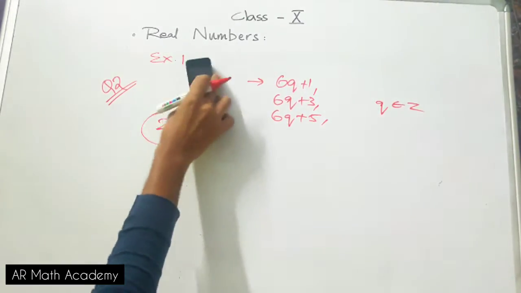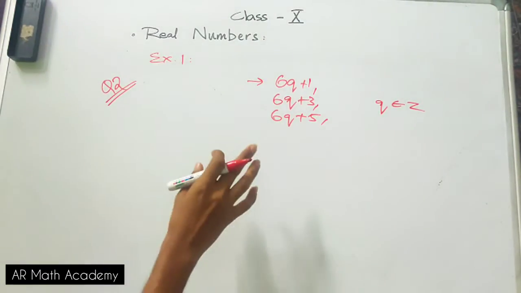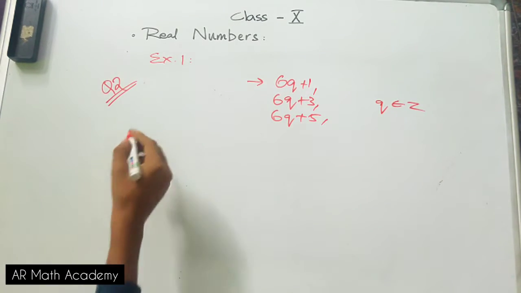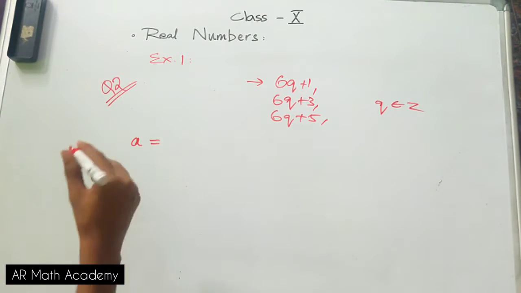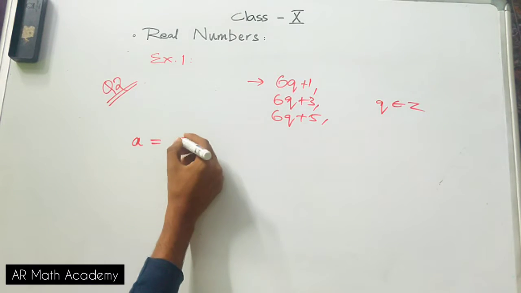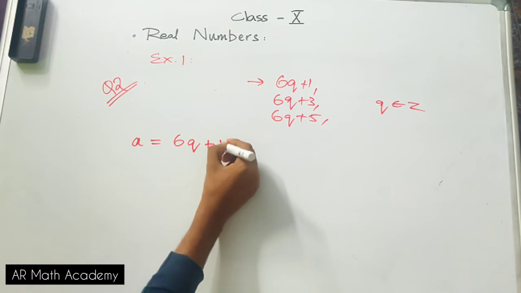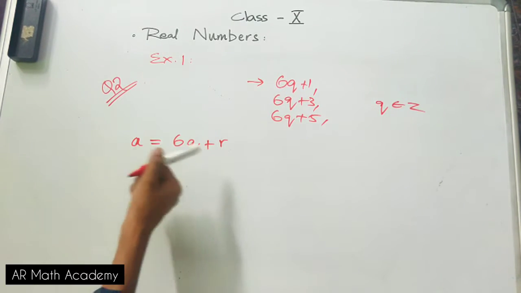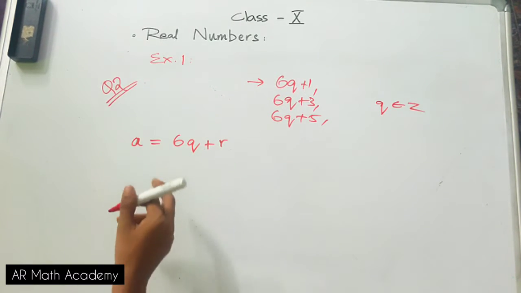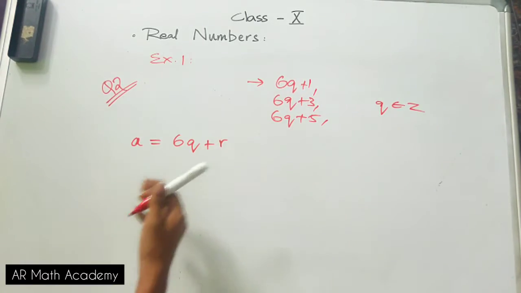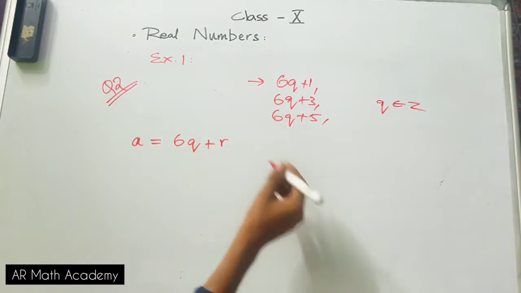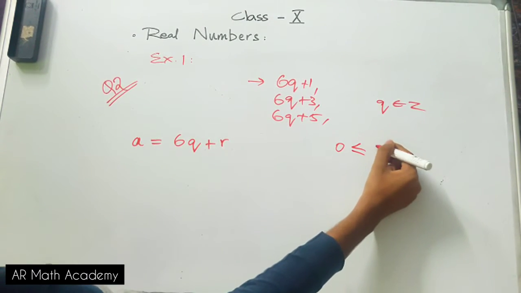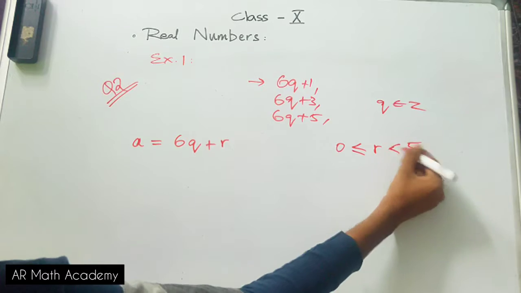The next step we are going to do is solve this using Euclid's division lemma. How are we going to do this? Take any number a. A is any positive integer. A equals 6q plus r. Now your b is 6, a is any positive integer, q is any number from the integer set z, and r is your remainder. Now r can have values only between 0 to 5. I'm sorry, 0 to 6.